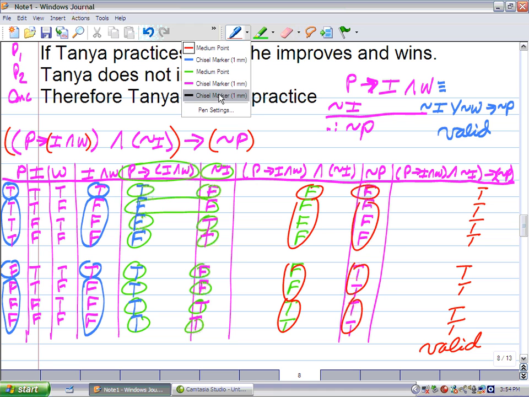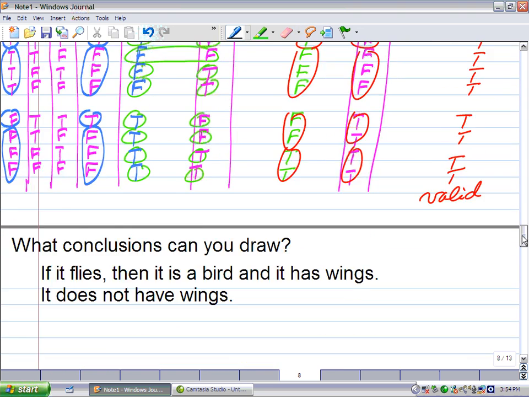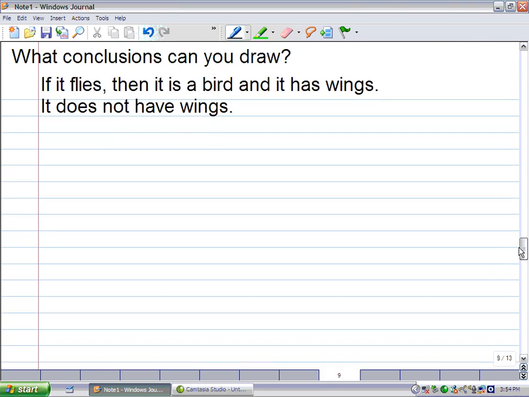A lot of work to do it with the truth table. So if you can work it out with the arguments, you're going to save yourself some work. Last little thing we want to look at is, can we draw conclusions ourselves? Here we have the question, what conclusion can you draw?